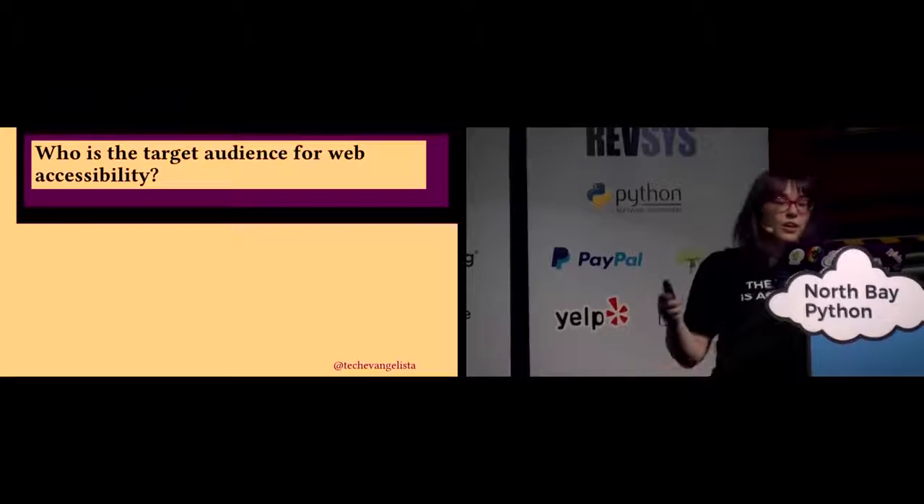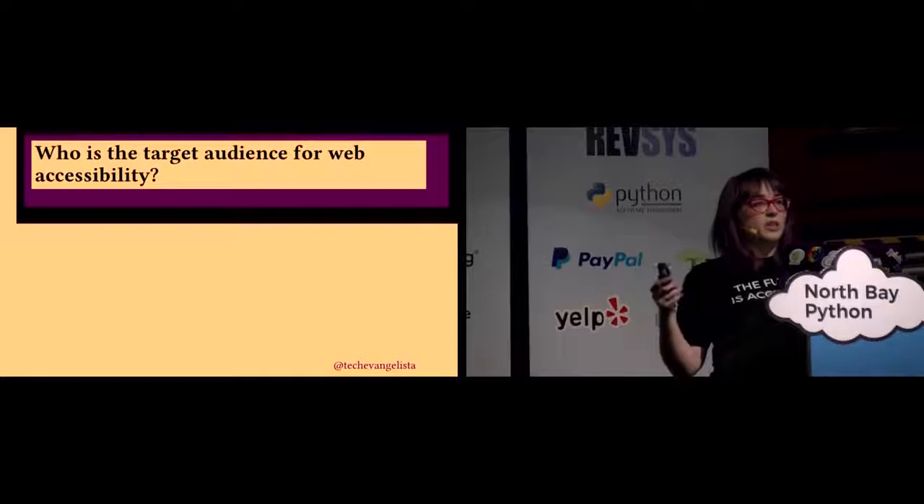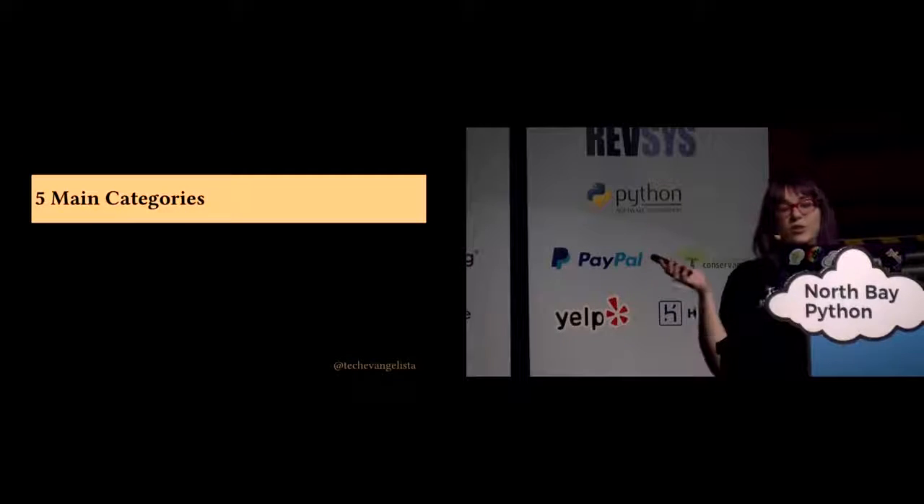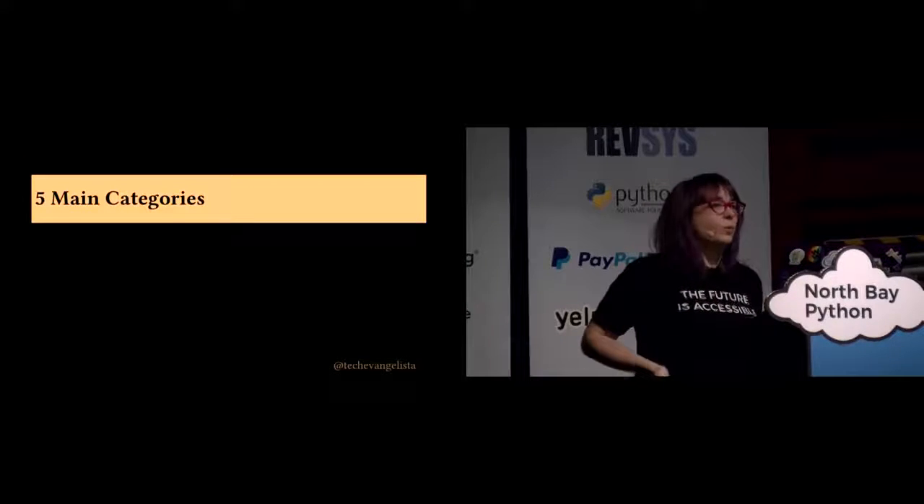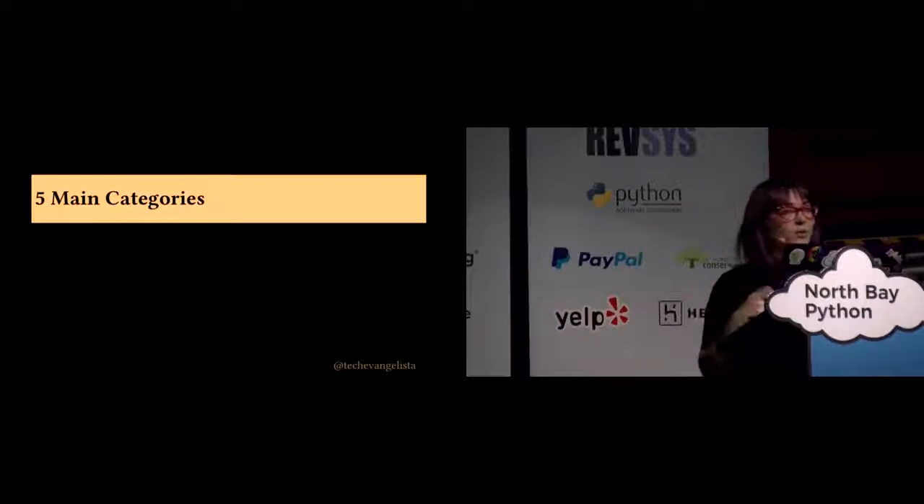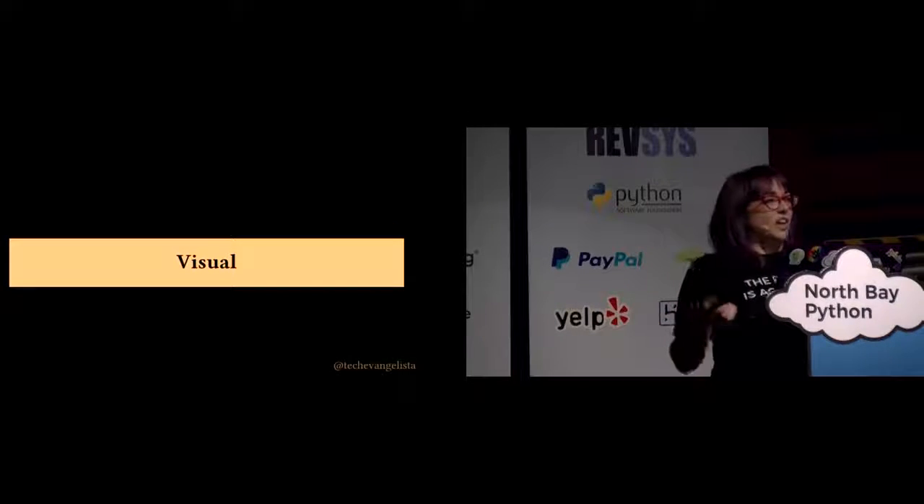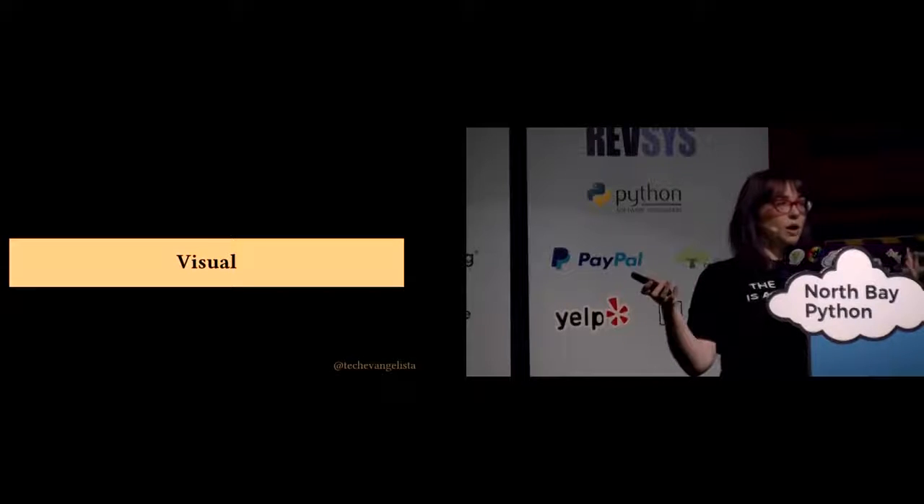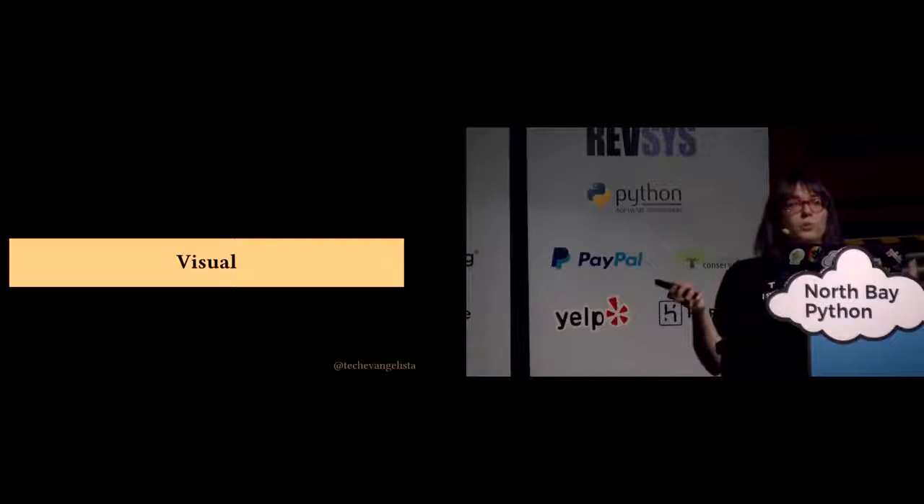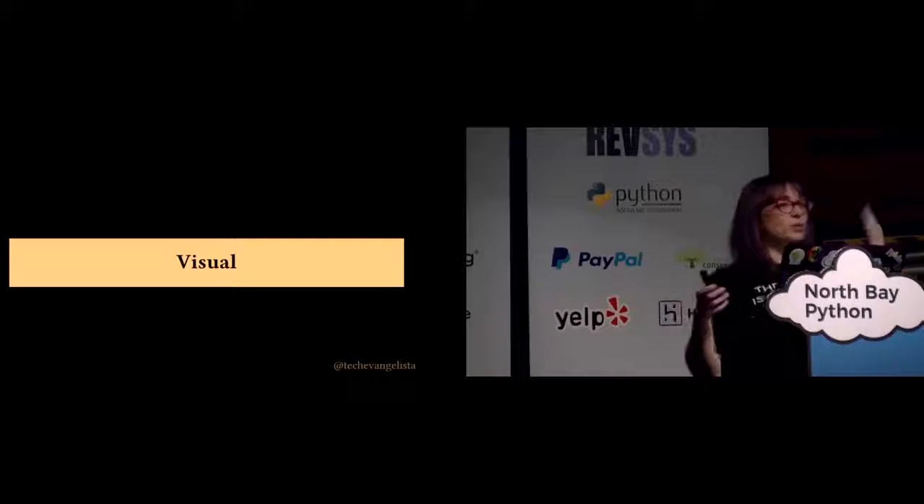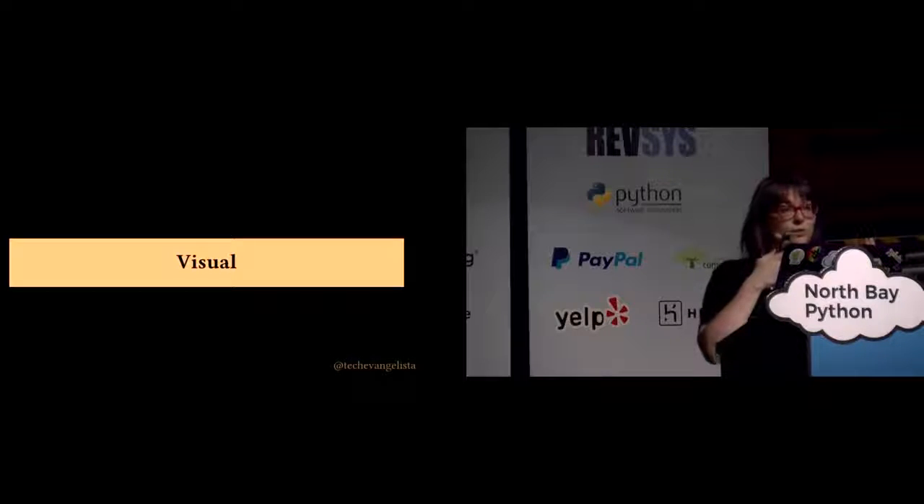The target audience for web accessibility is generally considered to be disabled people. And WCAG and other resources tend to put these people into 5 categories. So there's visual. The most obvious is probably blind and colorblind users that you hear a lot about. But there's also just people who can't see because of blurry vision or because of obstruction vision or any other number of things.